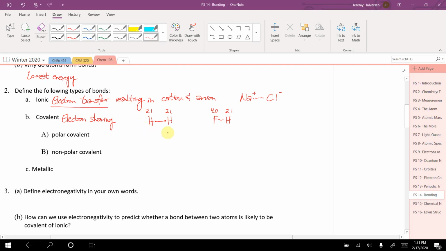But the result of that is it's like these two guys are playing tug-of-war for these two electrons, okay? And neither of them is winning because they're both pulling equally hard. In this case, though, this fluorine is playing tug-of-war with the hydrogen, and the fluorine is pulling way harder than the hydrogen is. So what that means is that these electrons in that bond that are being shared are really going to spend extra time around fluorine compared to hydrogen.